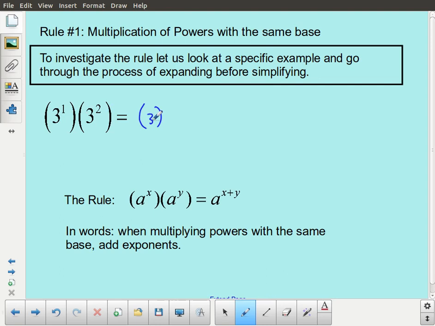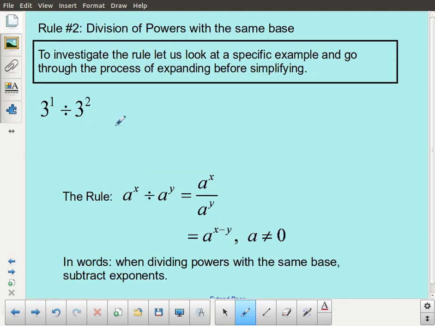3 to the 1 is 3. 3 to the 2 means multiply 3 together twice, and we end up with 3 of them multiplied, which gives us an answer of 27. But 27 is actually 3 to the power 3. That's 3 3's multiplied together. So we end up with this rule. If we have the same base and exponents x and y, then we keep the same base and we add the exponents together.